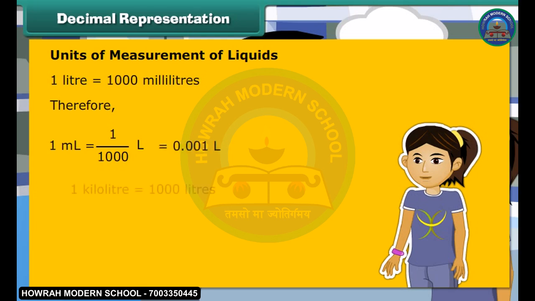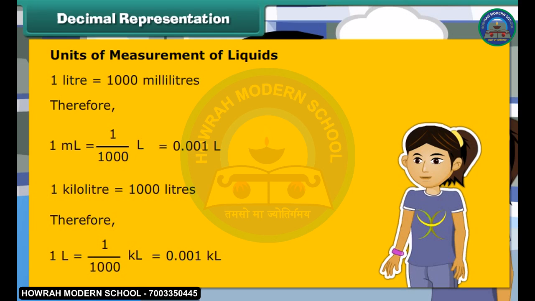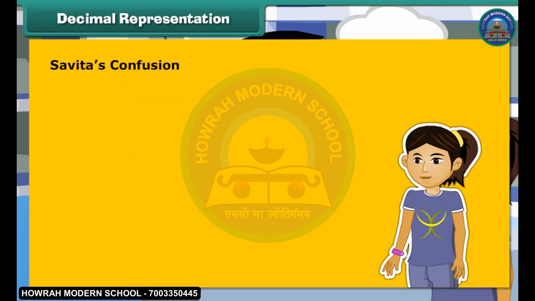That is equal to 0.001 liter. 1 kiloliter is equal to 1000 liters. Therefore, 1 liter is equal to 1/1000 kiloliter. That is equal to 0.001 kiloliter. Now, we revisit Savita's confusion.